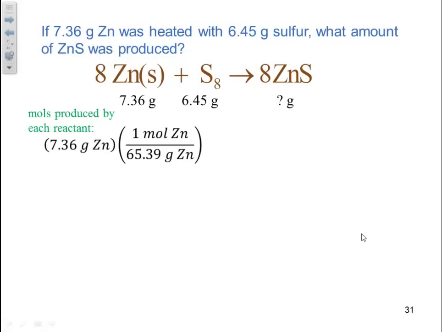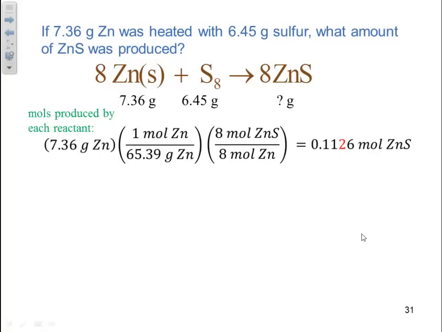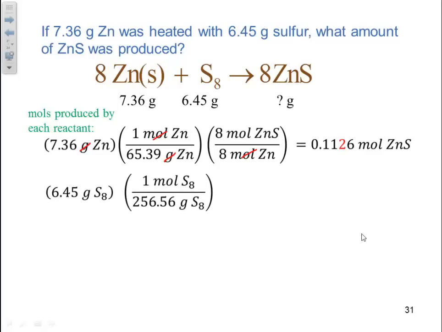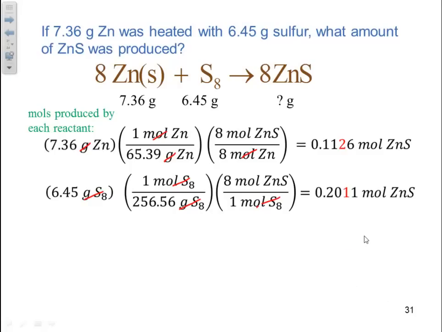So I got my 7.36 grams of zinc, my molar mass of zinc, my mole to mole from the equation, which is an 8 to 8, which gives me 0.1126 moles of zinc sulfide. Once again, canceling the units. I'll do the same thing with my sulfur. 1 mole of sulfur 8, that's 8 times sulfur, which is 32, gives me my 256.56. And the mole to mole in this case is an 8 to 1. Once again, canceling units. Gets me 0.2011 moles of zinc sulfide.